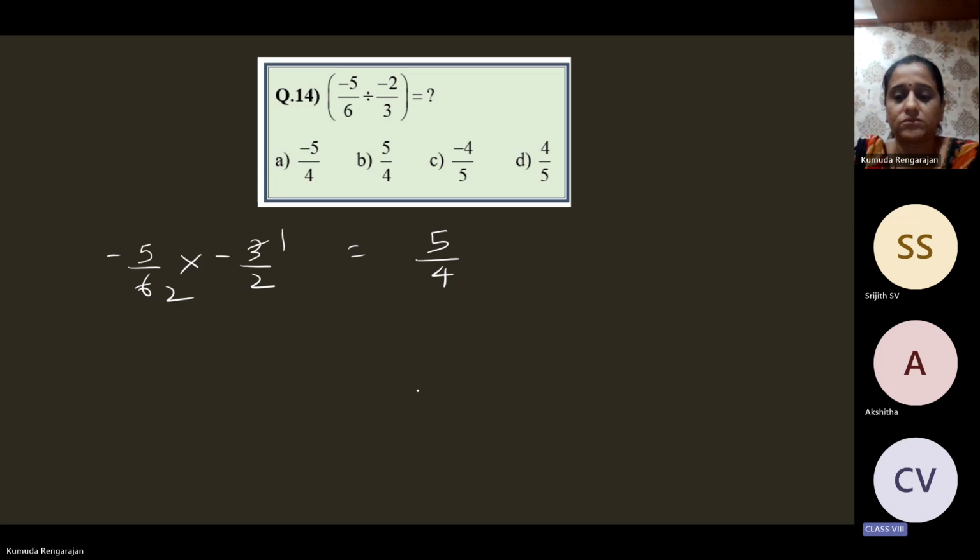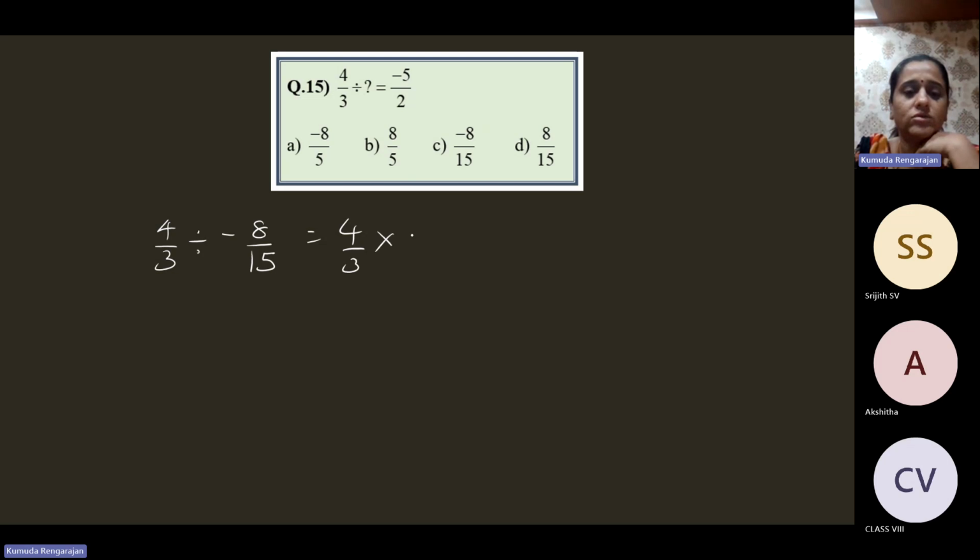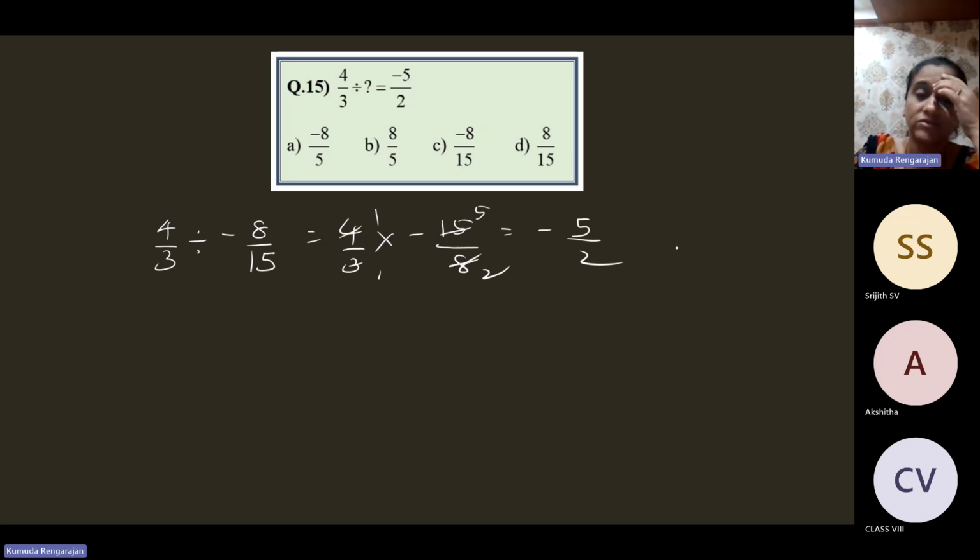Ma'am, can I say the answer for the next one? Okay, what's the answer? Ma'am, option C, minus 8 by 15. Okay. 4 by 3 divided by minus 8 by 15. So this will be 4 by 3 into minus 15 by 8. 4 ones are 4, 2s are 8, 1 and 5. So minus 5 by 2. Correct. Option C is the correct option.